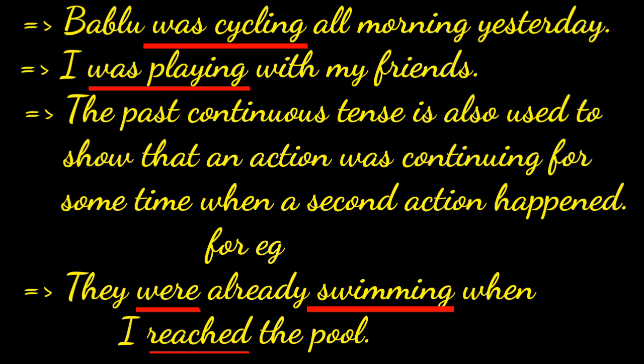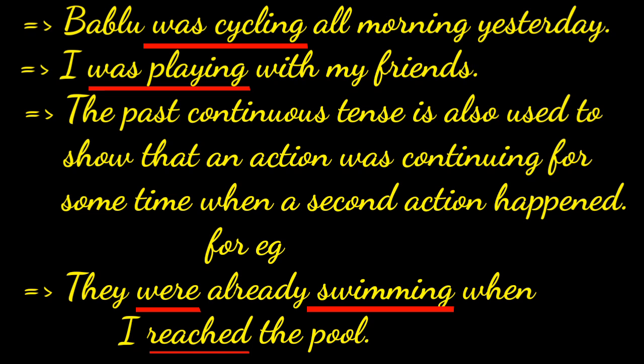For example, read these sentences, children. Bablu was cycling all morning yesterday. Then I was playing with my friends. Here the verbs was cycling and was playing describe actions that happened for some time in the past.